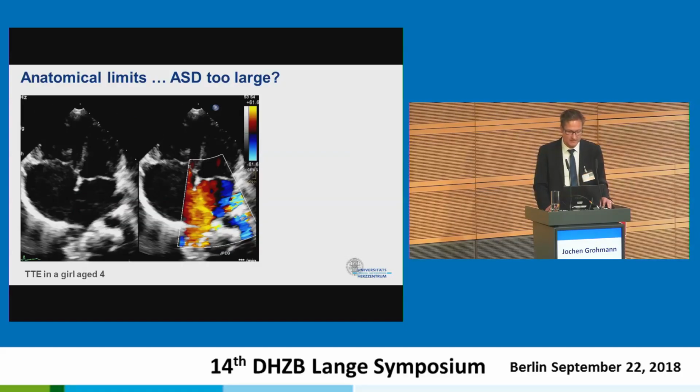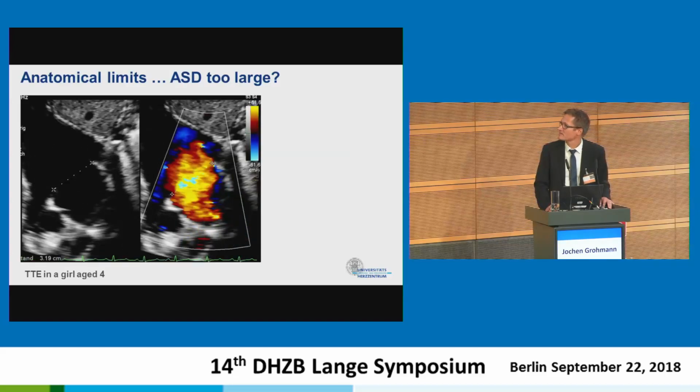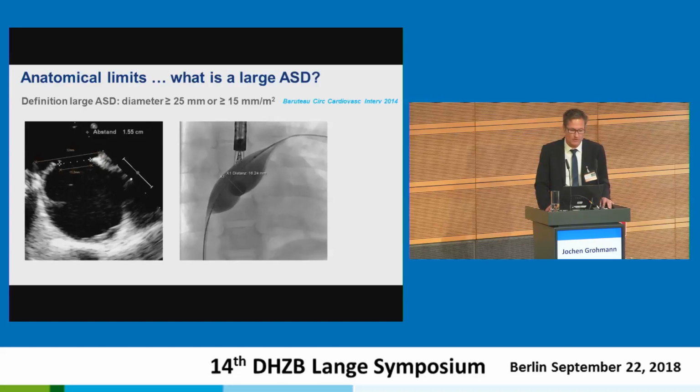Here it's very clear to see by transthoracic echocardiography that this defect is very large and the rims are pretty small, and this is not suitable for interventional closure, in my opinion. What is a large ASD? Mostly it's said that defects of at least 20 millimeters, 25 millimeters or more. Large defects, this is a size that a child of 2 years never has. That's maybe the total septal length you have.